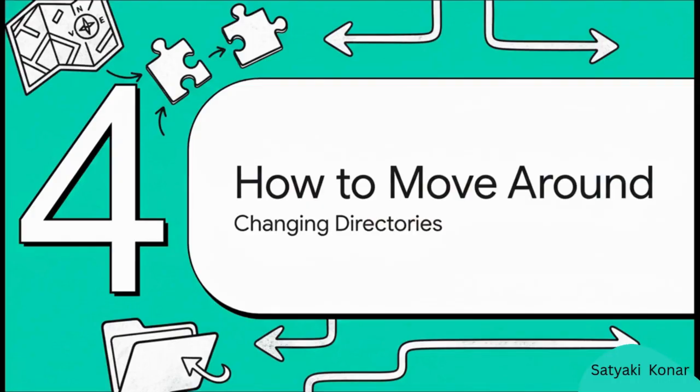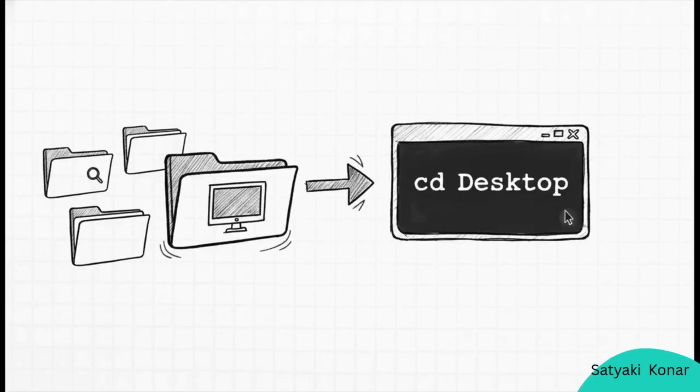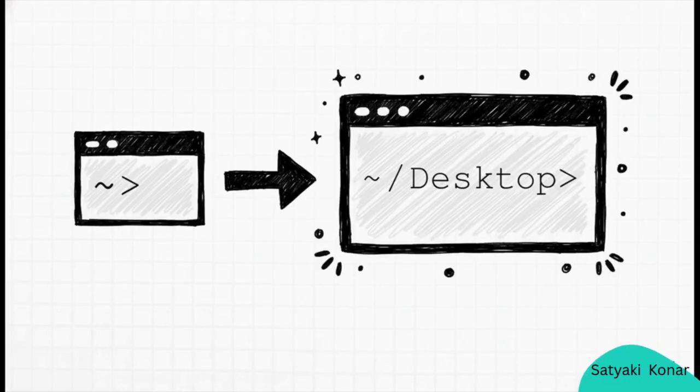Now for the final piece of the puzzle, actually changing our location. Let's move. To move, we use the cd command. It stands for change directory. You just type cd and then the name of the folder you want to go into. Think of this as the terminal's version of double-clicking on a folder. So for example, if we see desktop in our list from the ls command and we want to go there, we just type cd desktop and press enter. And look at that. A lot of the time, the prompt itself will actually change to give you a hint about where you are. We've successfully moved. If we were to run pwd right now, it would confirm we're inside the desktop directory.